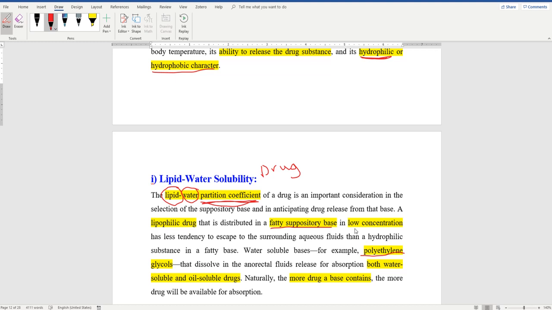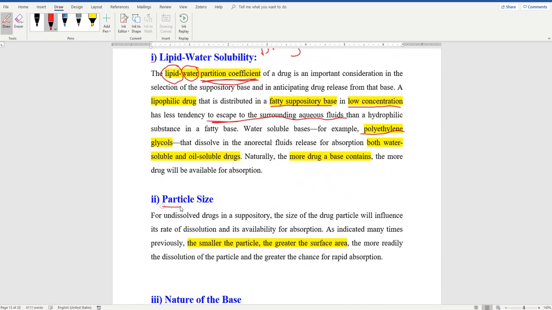Now, if it is also in low concentration, meaning I used the lipophilic drug in the fatty base, and the lipophilic drug is also in low concentration, it means very little will be able to escape into the surrounding aqueous medium. This means in this case, if I have to use the lipophilic drug, I need to use it in large concentration in order for some drug to be able to escape from the oil. Otherwise I can put it in a water miscible vehicle, which can take both water soluble and oil soluble drug.